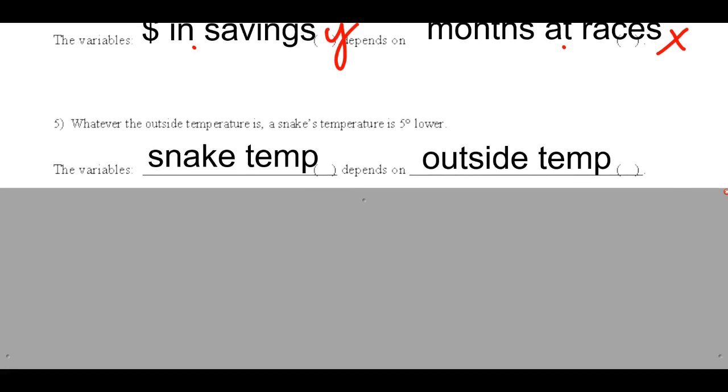This one: outside temperature, a snake's temperature is always 5 degrees lower. The snake's temperature is going to depend on the outside temperature. Those are the two things I'm counting or measuring. Remember, it's never a number. And Y always depends on X. The snake depends on how cold it is outside.